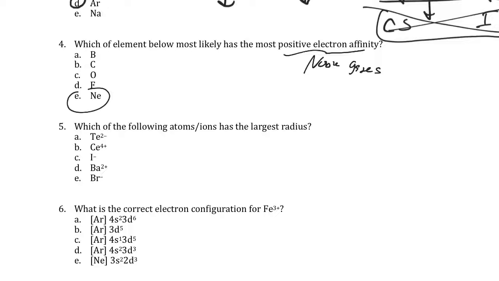Which of the following atoms or ions have the largest radius? So another radius question, but now we're looking for the biggest one. And so one of the keys is that these particular ions here, we need to pull up a periodic table, but I think they have 54 electrons.